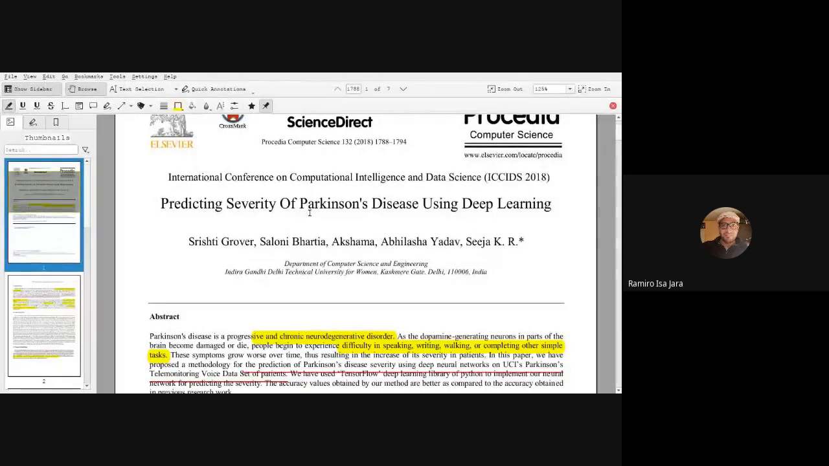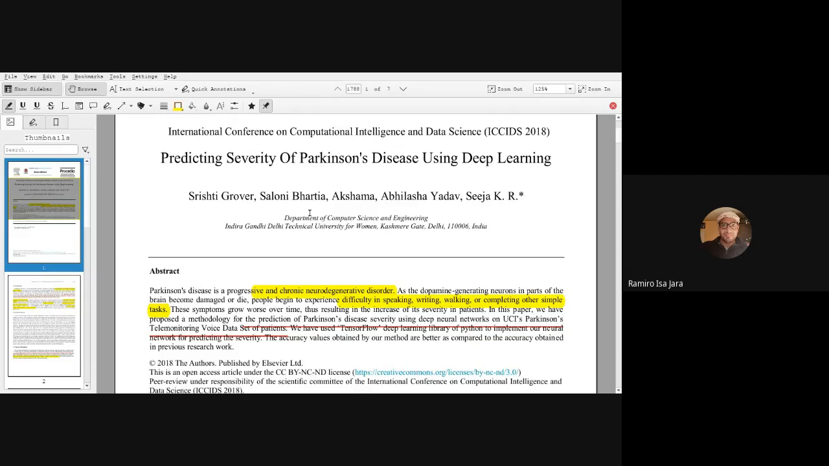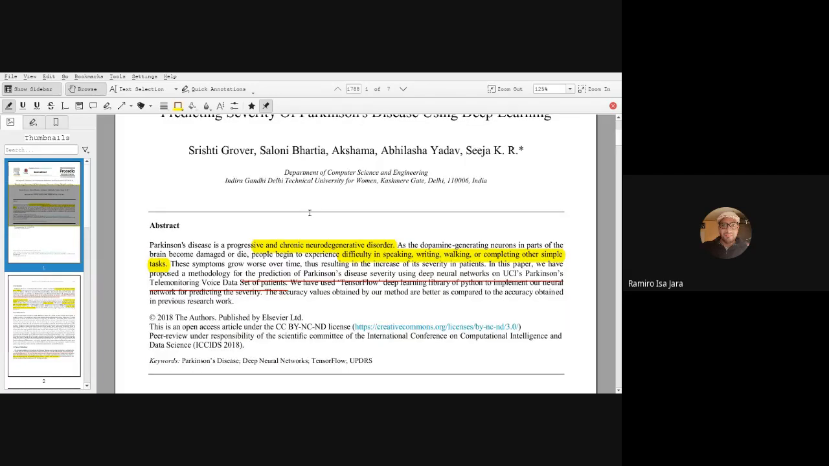Today, I'm going to present this paper. In this case, I'm going to present a deep learning tool in order to predict the severity of Parkinson's disease. In this paper, the author presents another application of machine learning, in this case using deep neural networks, in order to define the severity of this disease.